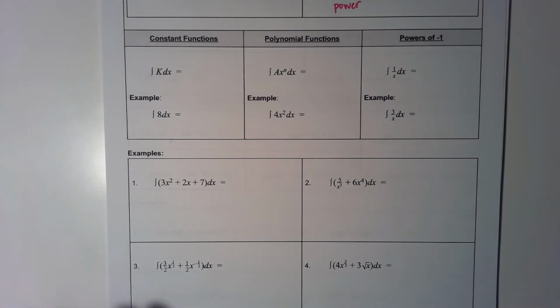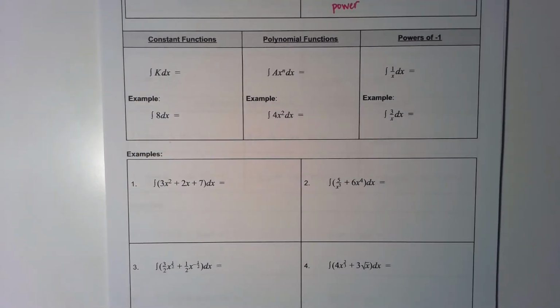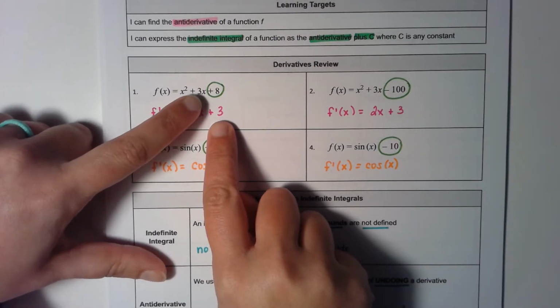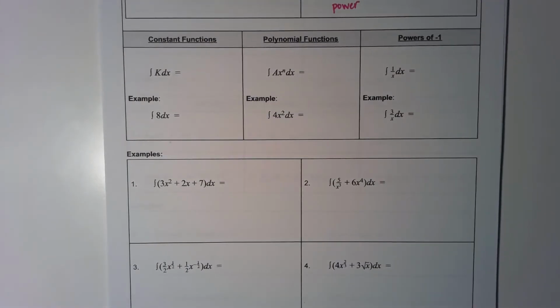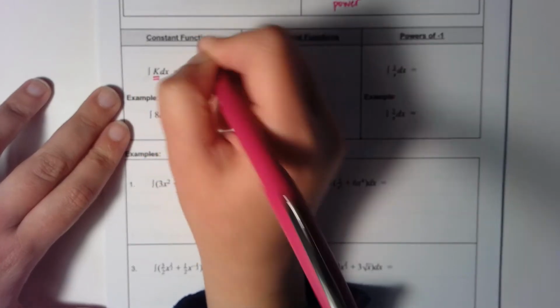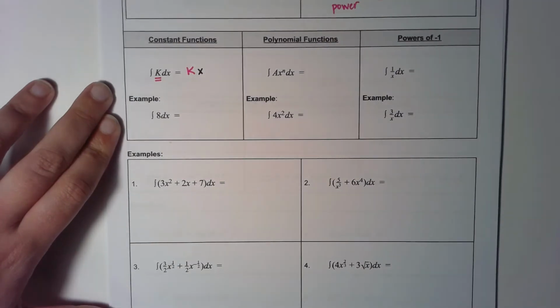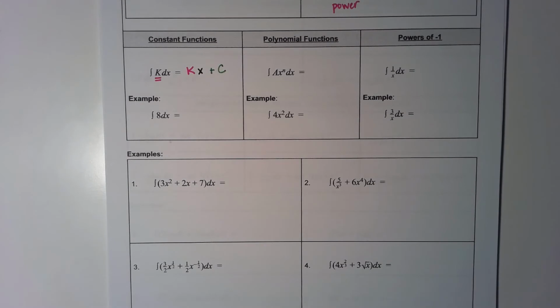So here are some general examples of ways to write this out. Constant functions. Let's say that you want to integrate just a number, like the number 8. Well, when we take a derivative, we get a number, like we got the number 3 here, when the original problem was just the number times x. So the antiderivative of a constant is going to be the constant times x.